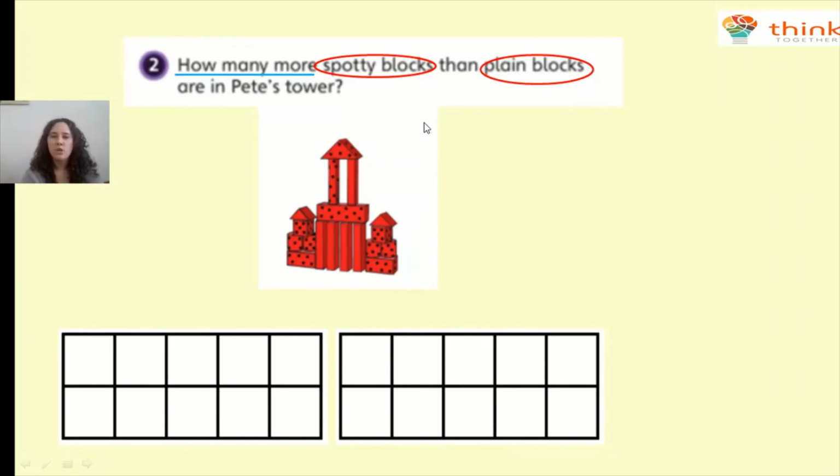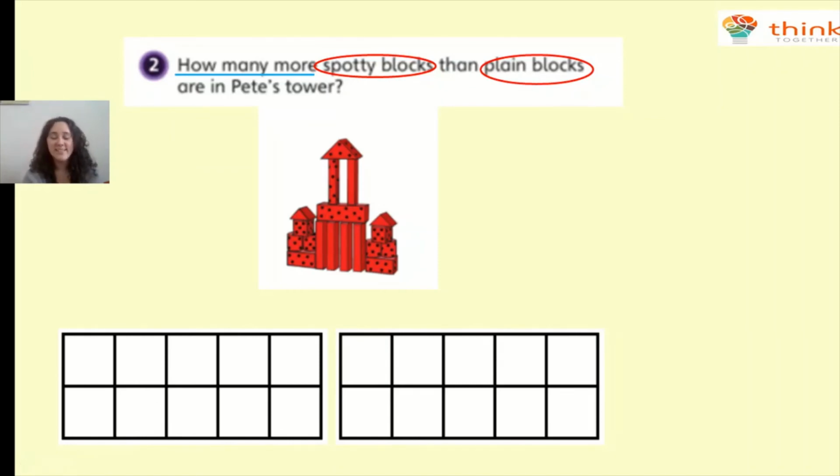So if we want to know how many more, that means we're going to be finding the difference between two amounts. And when we find the difference, we take away. So if we're finding out how many more spotty blocks than plain blocks there are, we're going to start with how many spotty blocks and take away how many plain blocks. Do you think you can tell us the number sentence that we need to write for this? Remember, there were 11 spotty blocks and 7 plain blocks.